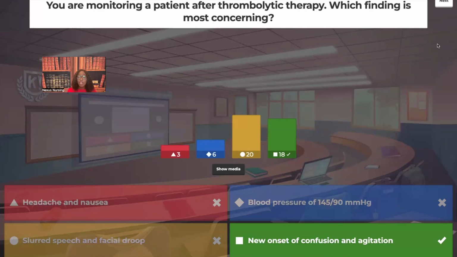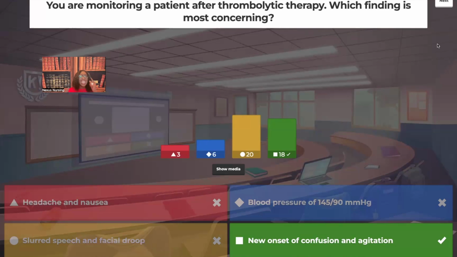Slurred speech and facial drooping. Guess what? I just told you slurred speech and facial drooping are classic symptoms of stroke. Stroke that the patient just had. That is why they're getting thrombolytic therapy. So why would that be most concerning to us when the patient has a new onset of symptoms?